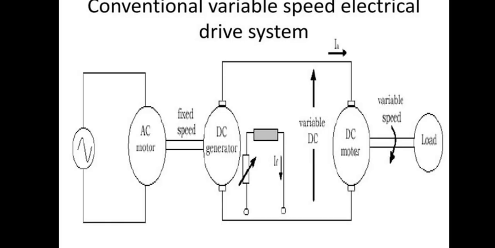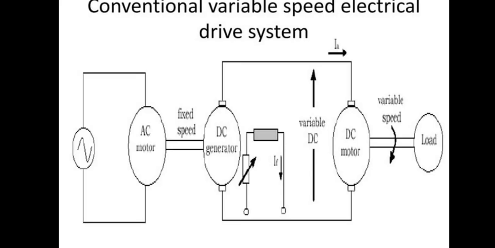The third component is the DC motor. It receives the variable DC voltage, that means the armature voltage, from the generator. It drives the mechanical load, and the figure shows the DC motor coupled with the load at variable speed. The torque and speed of the system depend on the armature current of the DC motor and the applied voltage. The load can be any mechanical system requiring smooth speed control, for example elevators, cranes, and rolling mills.